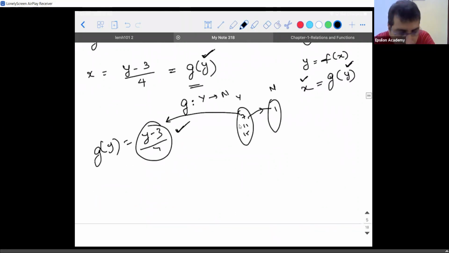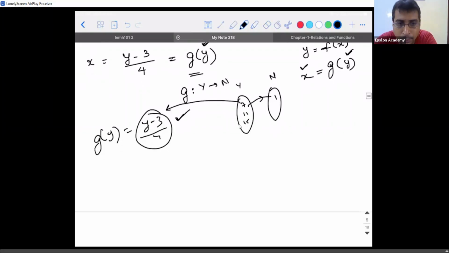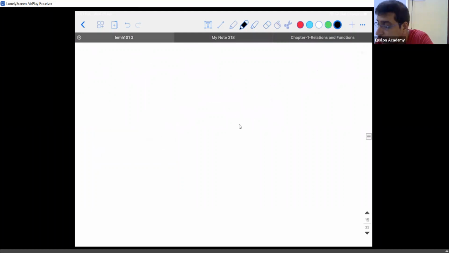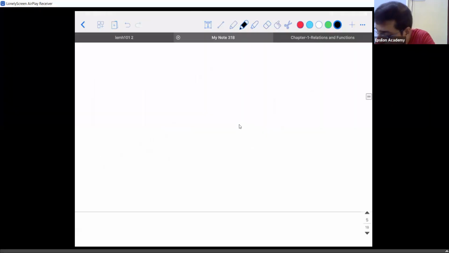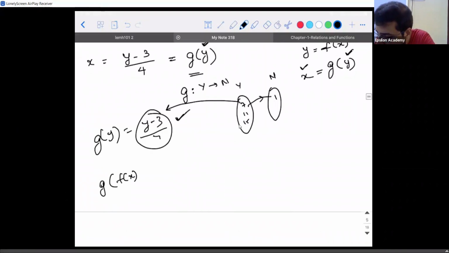It will work because this function has an inverse. It's a one-to-one and onto function. So g of y is equal to y minus 3 divided by 4. Then you need to find g of f of x. Correct? So g of y is equal to y minus 3 by 4. Then what is g circle f of x? It is g of, in the place of f of x, you will write it as y.